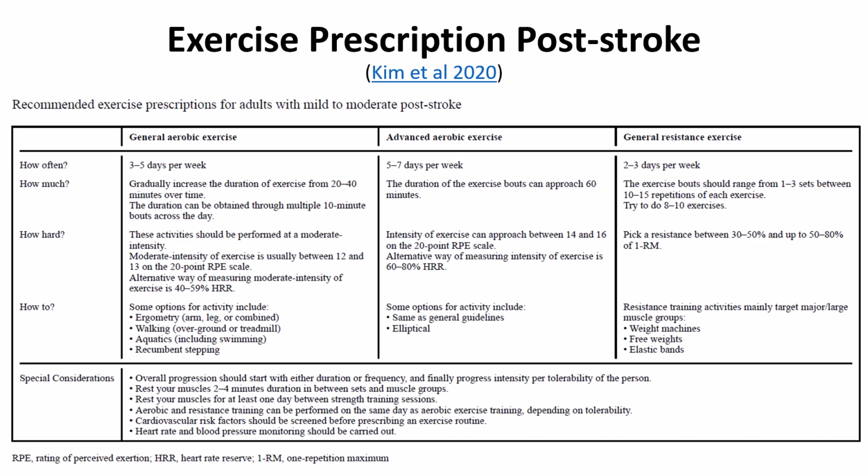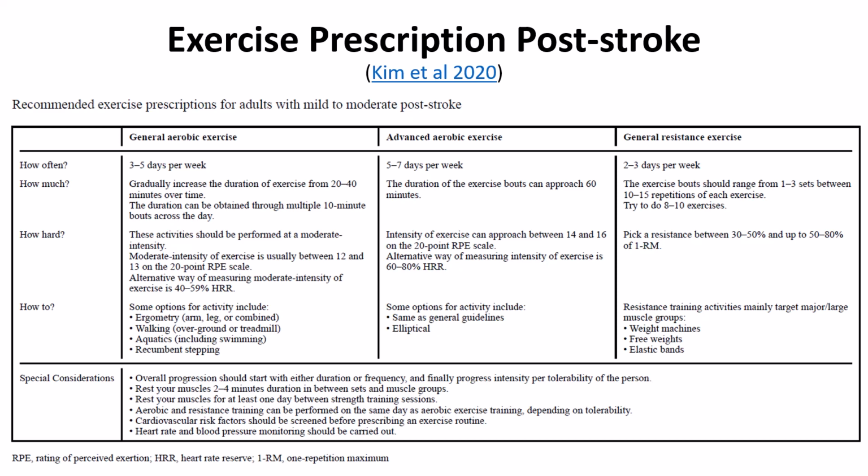Whereas the advanced aerobic exercise is anywhere from 60 to 80% heart rate reserve. This is moving pretty good with an RPE of 14 to 16 or a heart rate of 140 to 160 on a 20-point RPE scale.